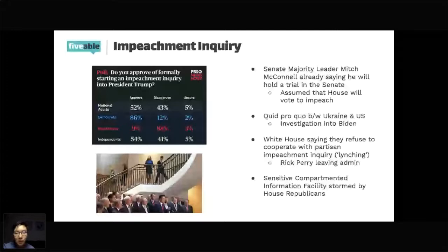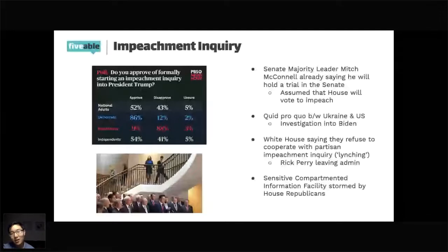And basically what's happened is that the House started an investigation. Speaker of the House Nancy Pelosi said, hey, we're going to hold an impeachment inquiry. And then Senate Majority Leader Mitch McConnell, who is a Republican, said it's ingrained in the Constitution that we have to hold a trial, and we have to follow the Constitution. We can't be partisan. When you make that kind of statement that there will be a trial in the Senate, it's assumed that the House is going to vote to impeach.